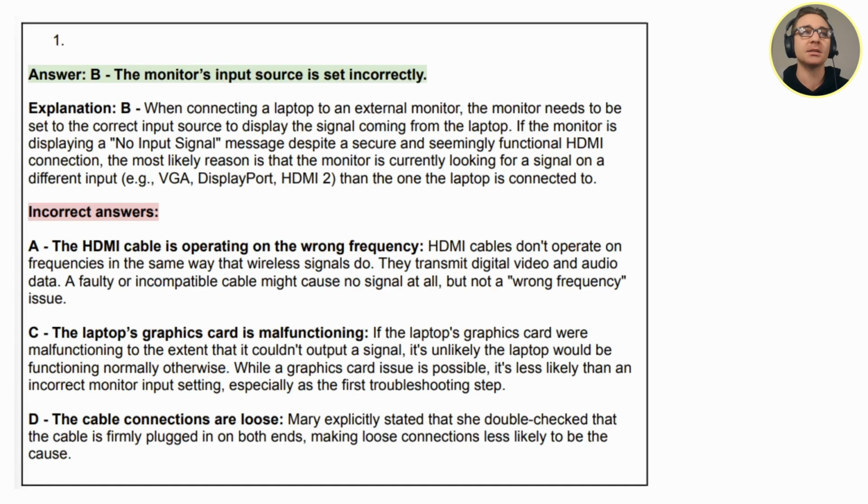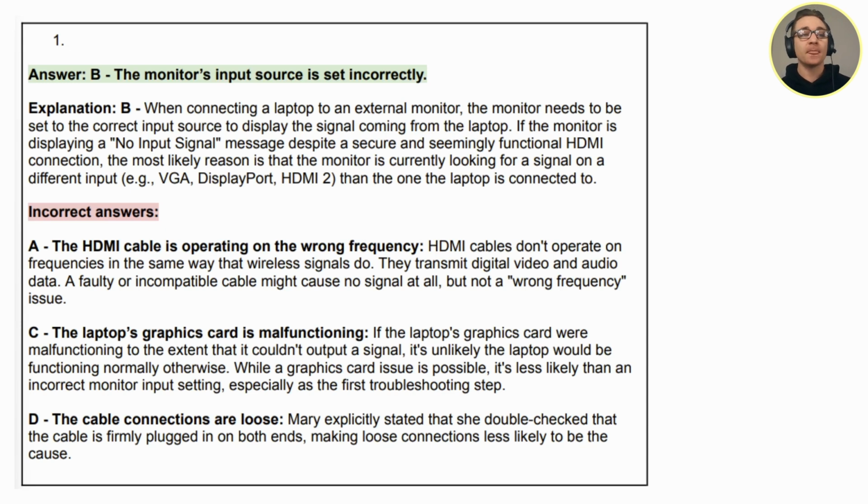It is B. The monitor's input source is set incorrectly. This one should be ringing bells, guys. If you have an issue where you are not getting the display on a monitor, your first port of call should be to check that the cable is plugged in properly. The second one should be to check that you've selected the correct input. Only once you have verified both of those two things should you start going to other things.